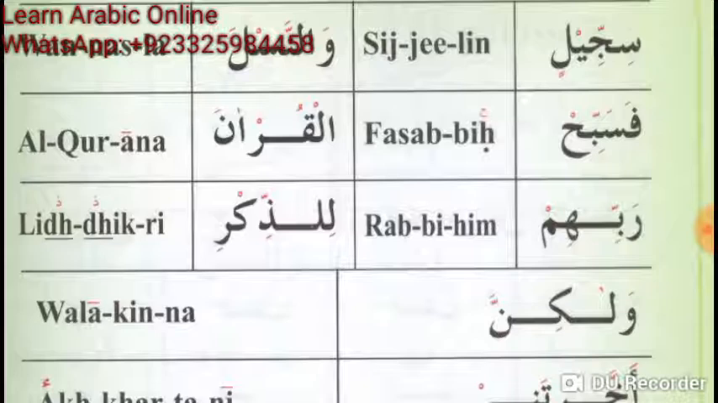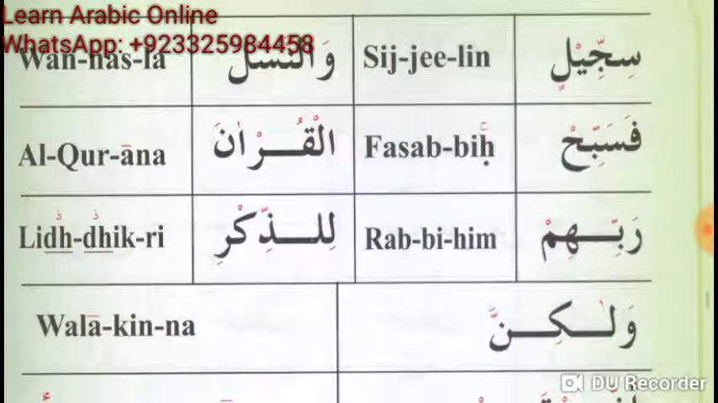Okay, first read the words on the top left side of the page, then we will come here. The first words on the top, like sijilin again, left to sijilin, fasabbih. Okay. Wa-nasla, wa-nasla. Look, alif and lam is silent here because noon has shadda, and we will have to merge it with the previous vowel. Okay, I see that. Wa-nasla.